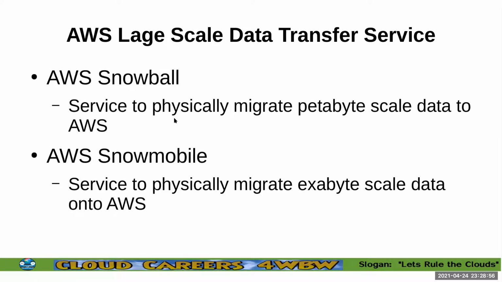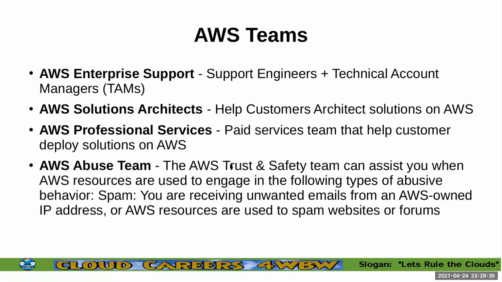Okay, good. Large scale data transfer. You use this when you are doing migration. AWS Snowball is a service to physically migrate petabyte scale data to AWS. Snowmobile, there was a picture that we saw. Think of containers, I'm sure you all know what I'm talking about. It is a service to physically migrate exabyte scale data onto AWS. Notice here it is exabyte scale of data. Snowball is petabyte scale of data.